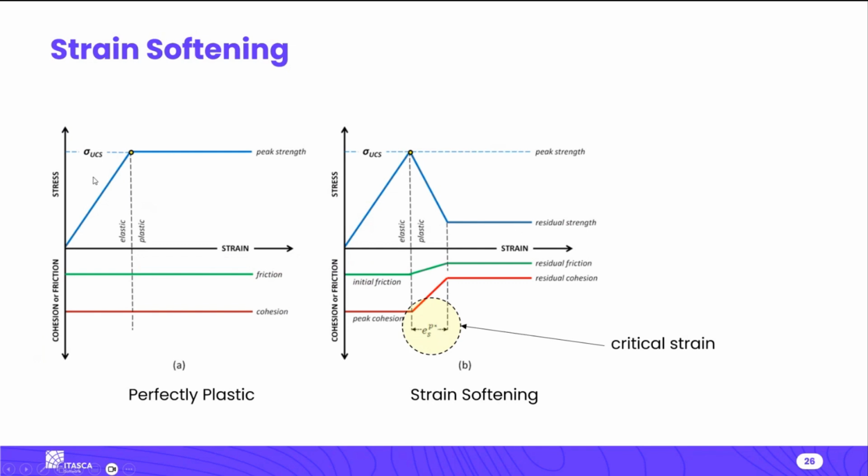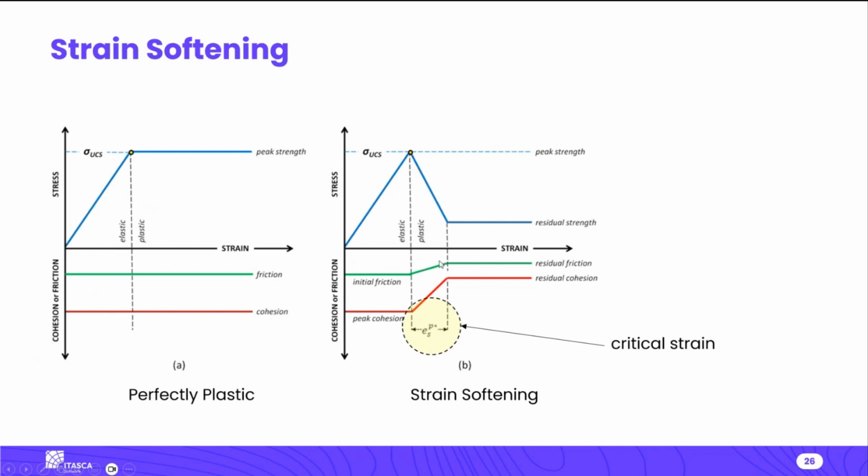So here we've got on the left side elastic, perfectly plastic. So it loads up elastically, it fails, and it maintains the same strength. The friction is constant, the cohesion is constant. With strain softening, the first part of this curve is the same. It hits the peak strength, and then you get a gradual reduction in friction and cohesion.